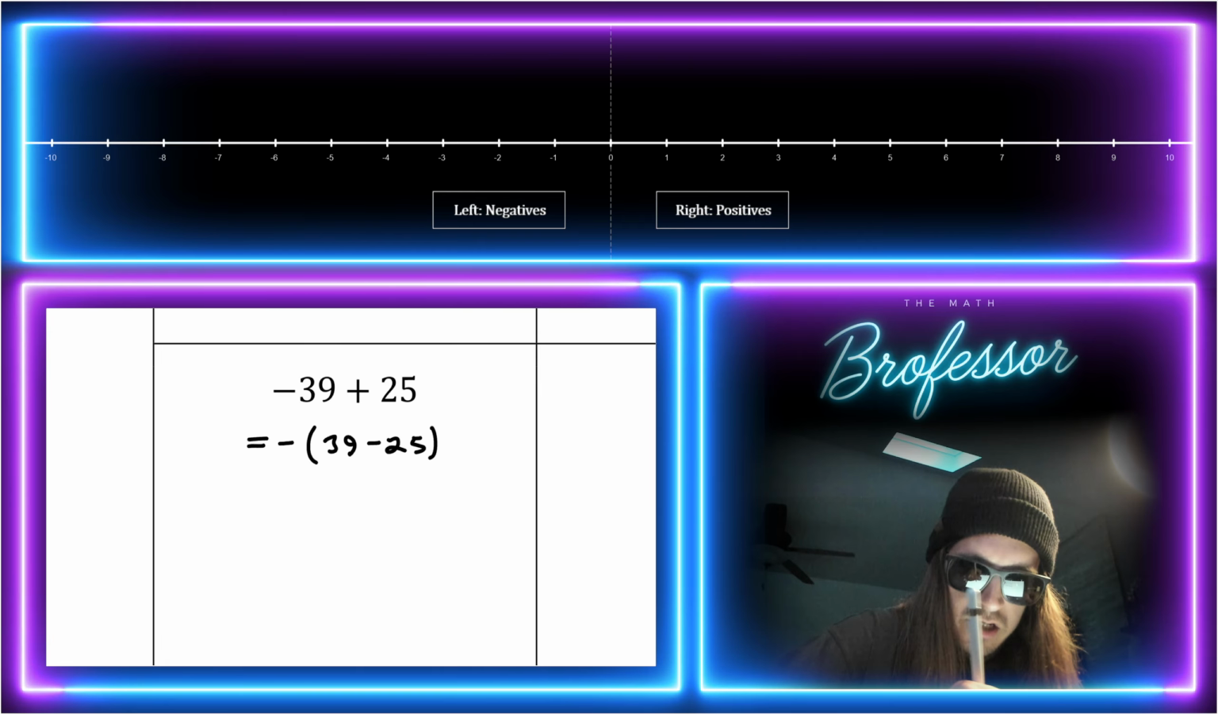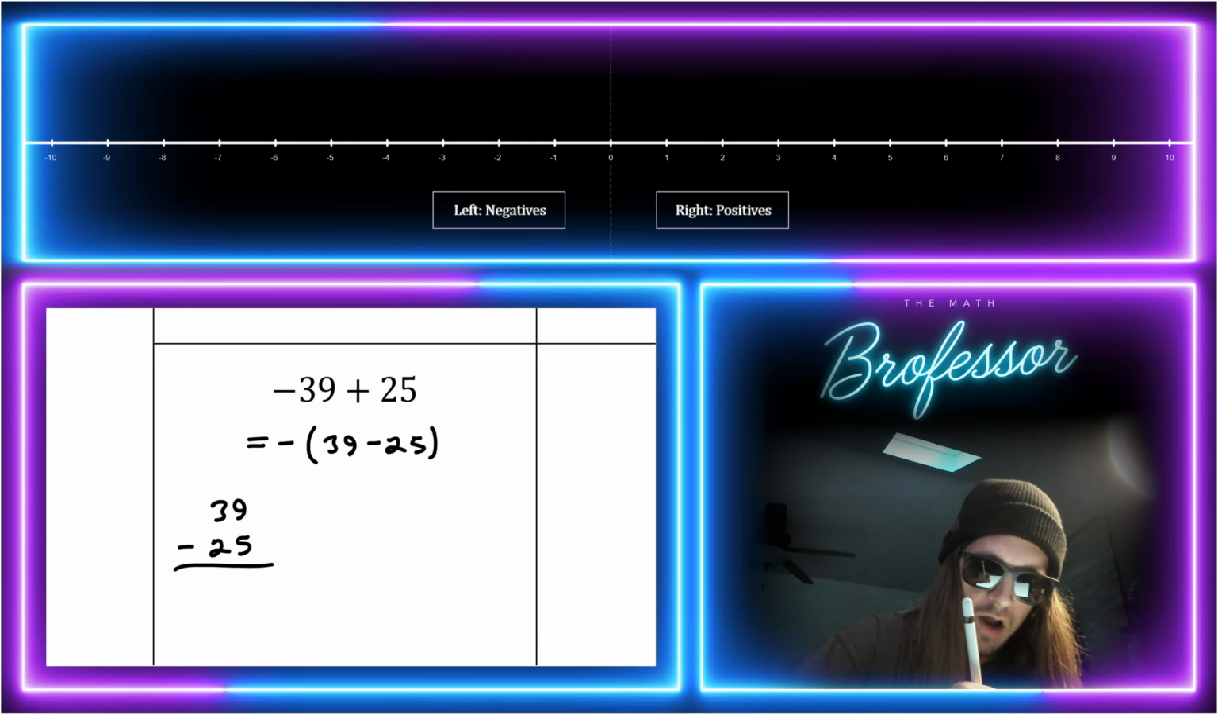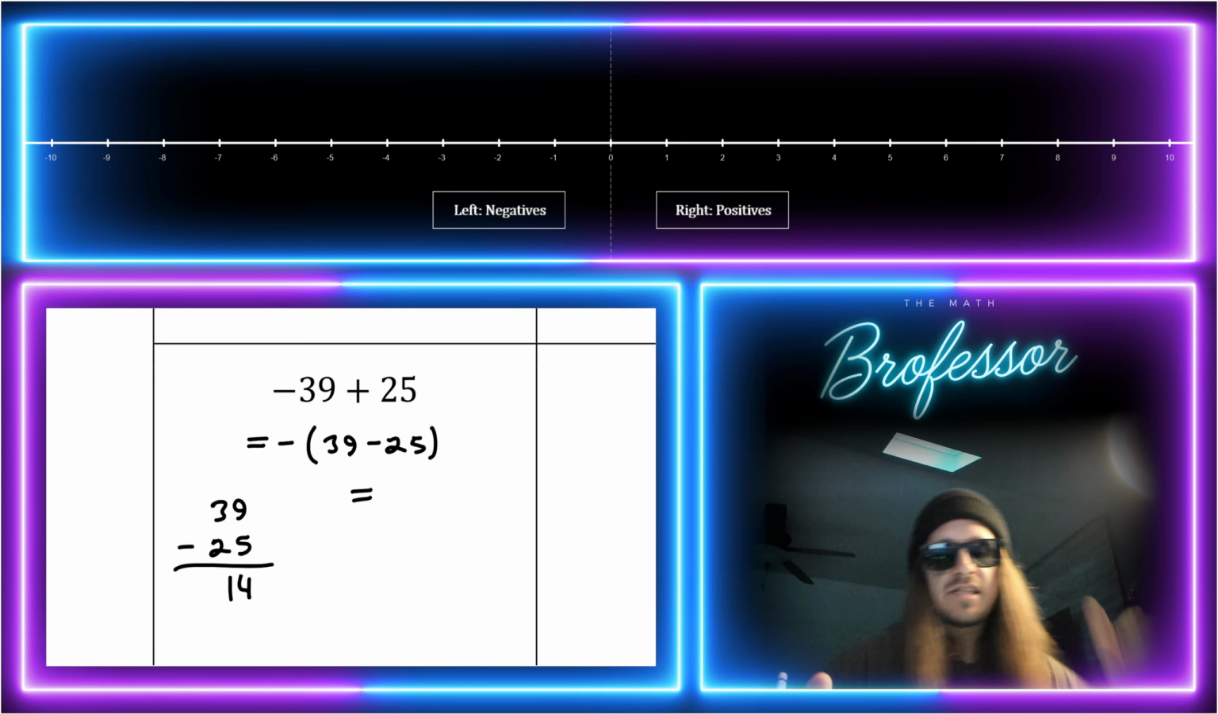So what you're going to do is you're going to do 39 minus 25 by hand like we did. 9 minus 5 is 4. 3 minus 2 is 1. But it's the opposite. So this isn't 14. It's negative 14.